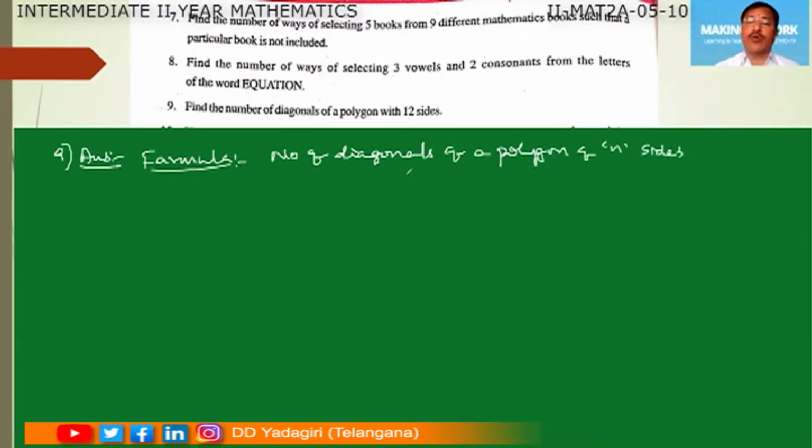n భుజాలు ఉన్నటువంటి ఒక బహుభుజిలోని కర్ణాల సంఖ్య is equal to nC2 minus n. So on simplification we get n into (n minus 3) by 2.